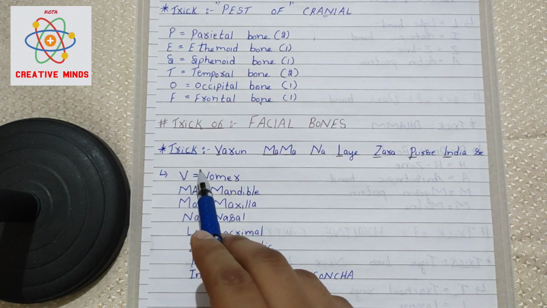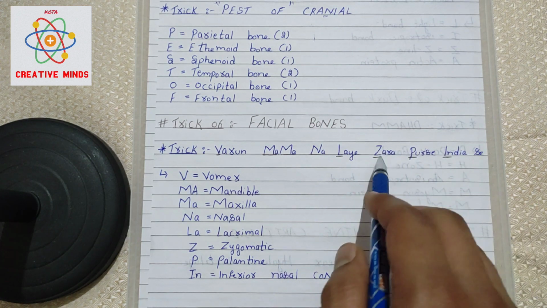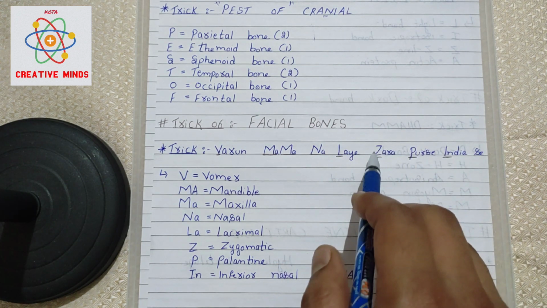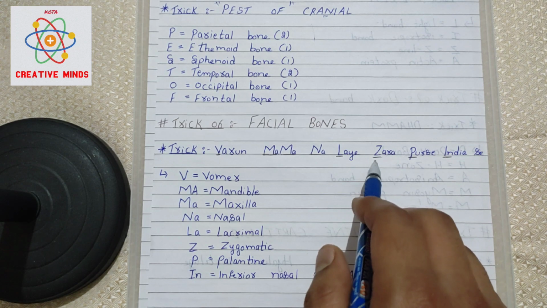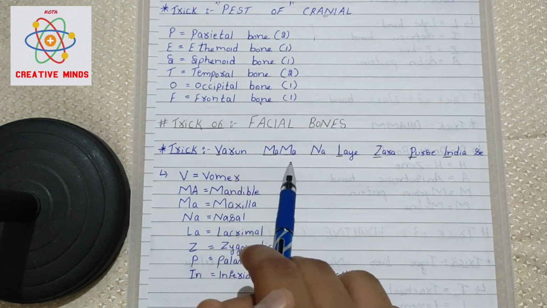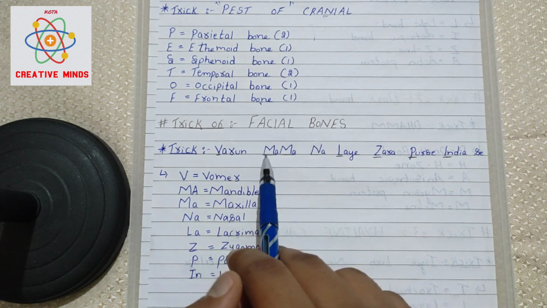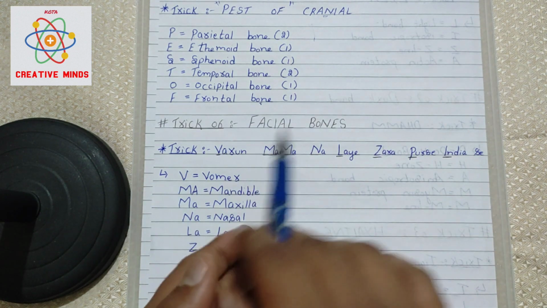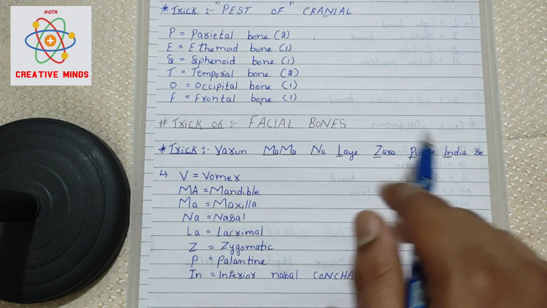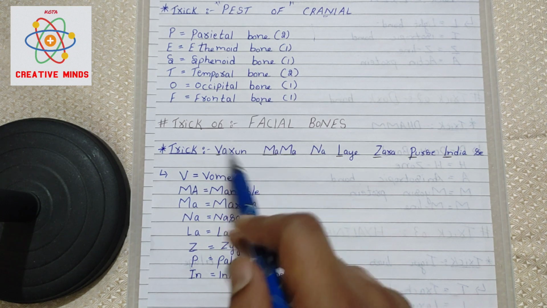Now the trick is वरुण मामा ना लाए Zara पर्स इंडिया से. Zara is a brand, you might have heard about this. Zara is a very famous brand. Yes, Varun Mama, we have a mama, his name is Varun. Varun Mama ना लाए Zara पर्स इंडिया से. कोई बहुत खफा है इनसे. ना लाए, क्यों ना लाए? क्यों नहीं लाया?